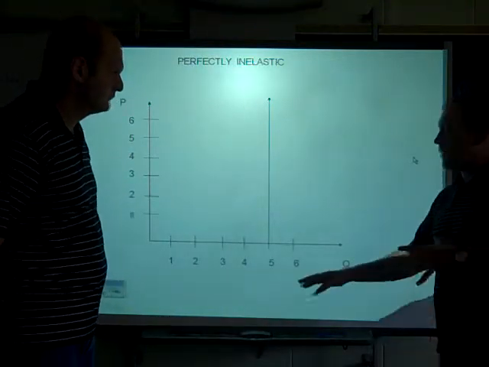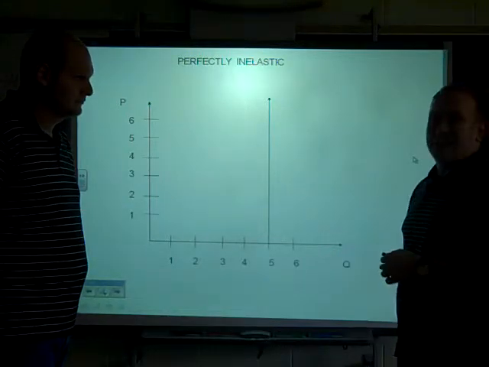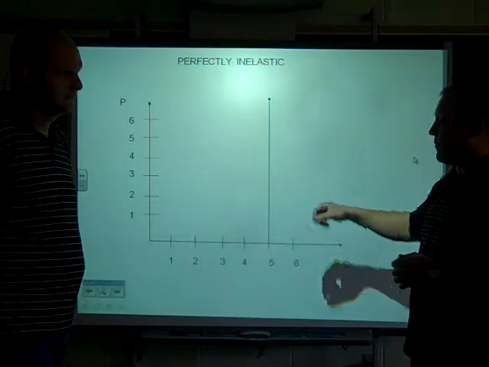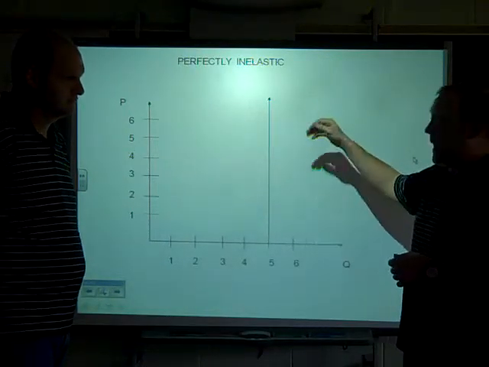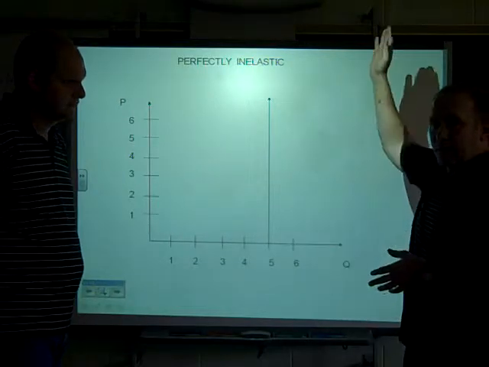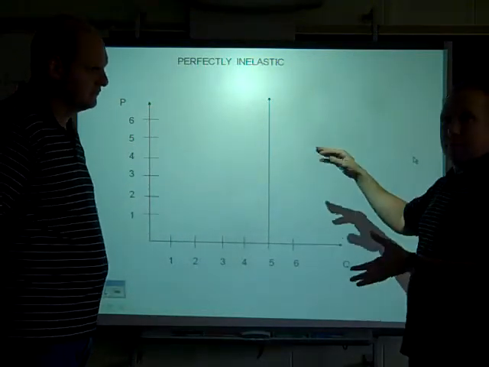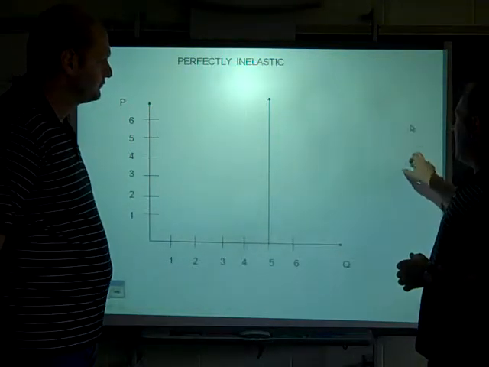If we were looking at this in terms of an individual's demand curve, what this is telling us is that regardless of the price, they're going to buy 5 of this product. So if the price is $1, they're going to buy 5. If it goes up to $6, they're going to buy 5. And really, if we continue this all the way up, for $1 million, they're going to buy 5. Obviously, there's going to be a breaking point there, but we don't have to worry too much about that.